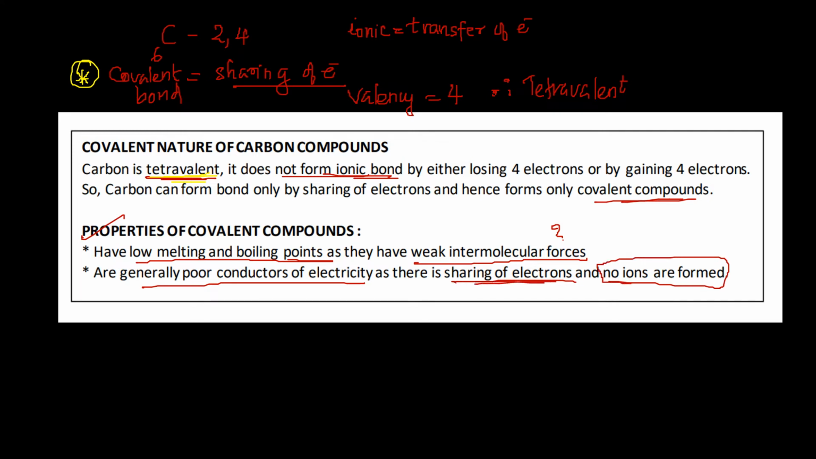In the case of an ionic compound, we get a positive ion, that is called a cation, and a negative ion called an anion. But in the case of a covalent compound, the covalent bond is formed by sharing. There is no formation of cation and anion, so no ions are formed. Therefore, they are generally poor conductors of electricity. Is it clear, everyone?